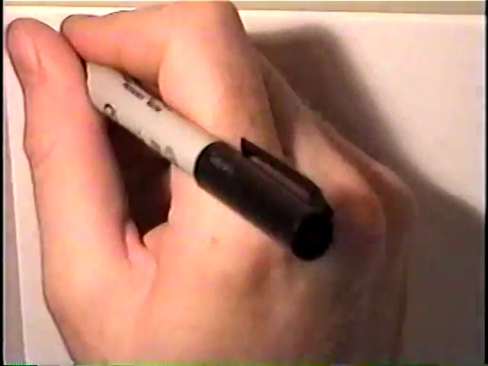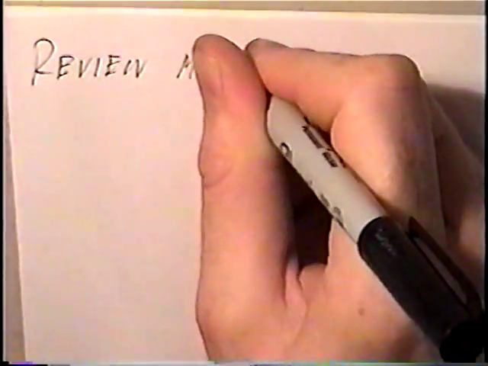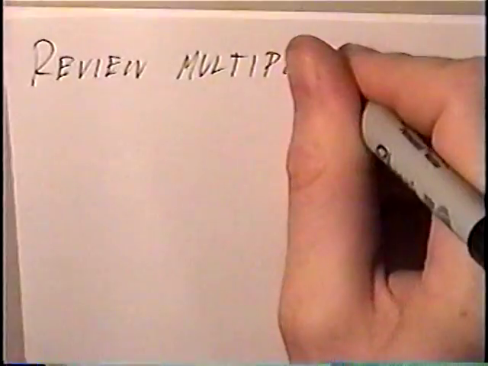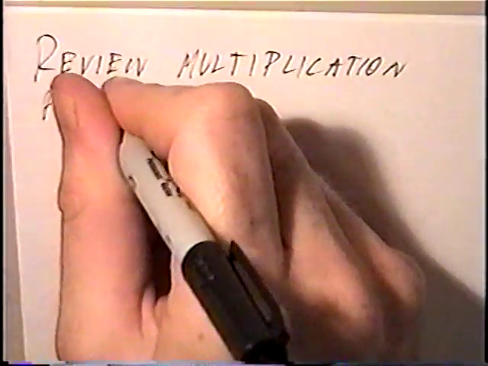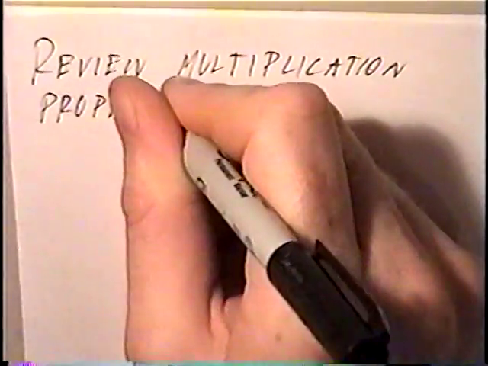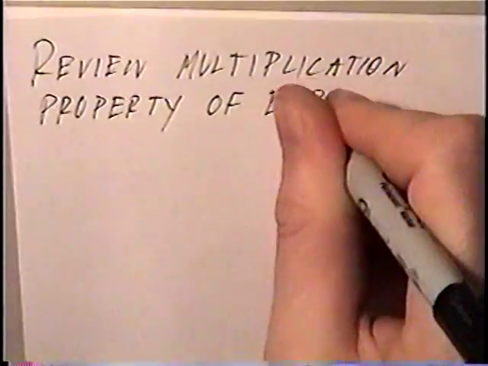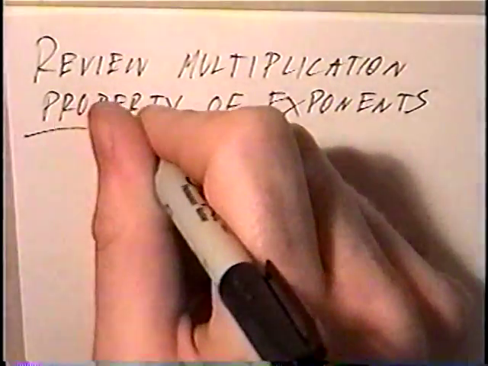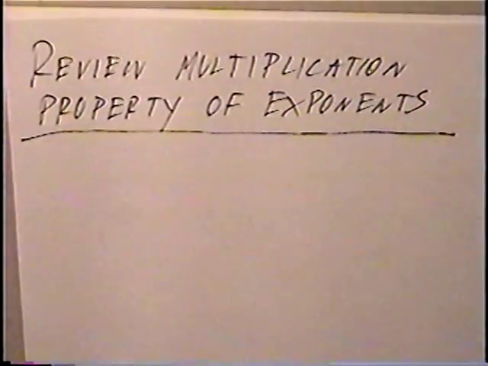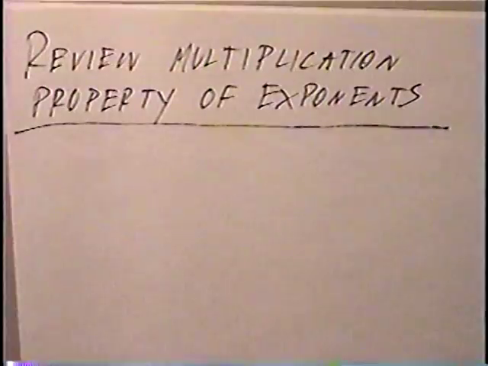The subtitle of the first section is Review, Multiplication Property of exponents. In this section, we'll review the multiplication property of exponents, in which you add the exponents together.